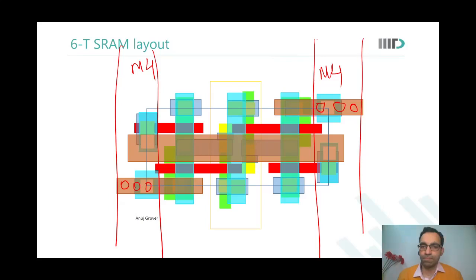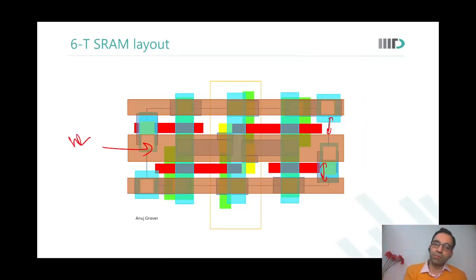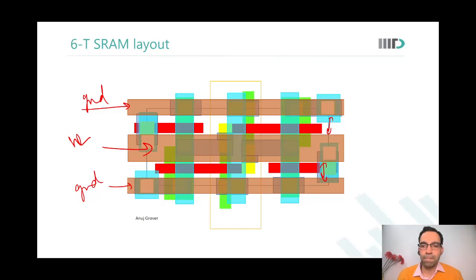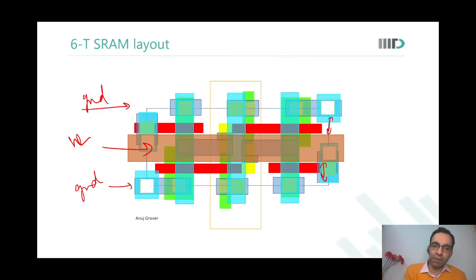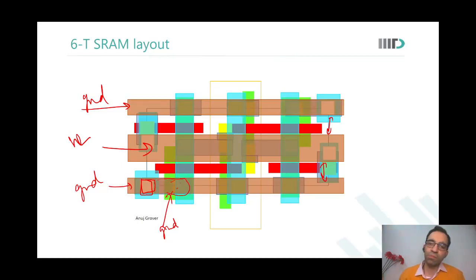So in this slide, what do you see? You are getting ground from the row decoder region. See, this metal 3 that I'm going to run over it is connected to this node. This node is connected to the source of the pull down. This is ground. We just discussed that. So we are getting ground from the row decoder region.